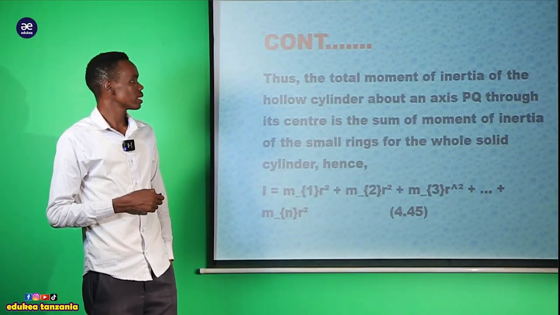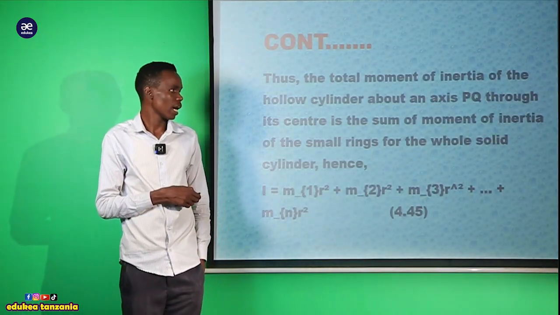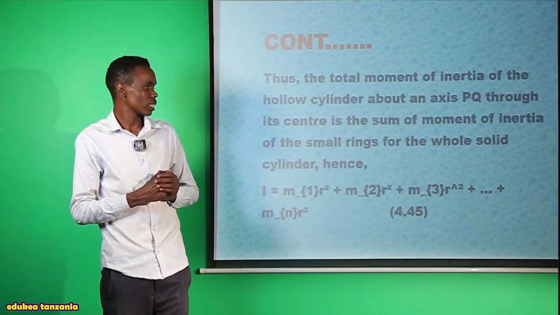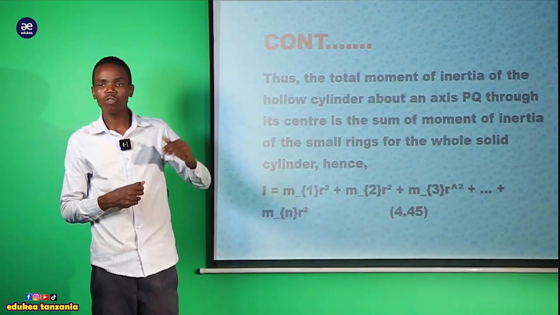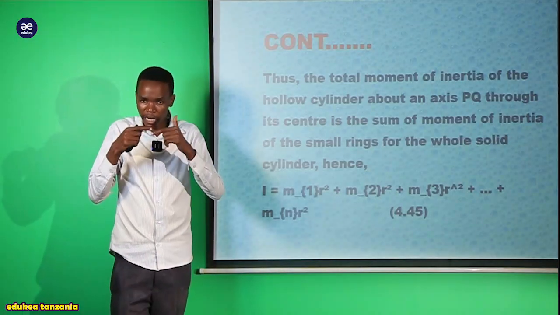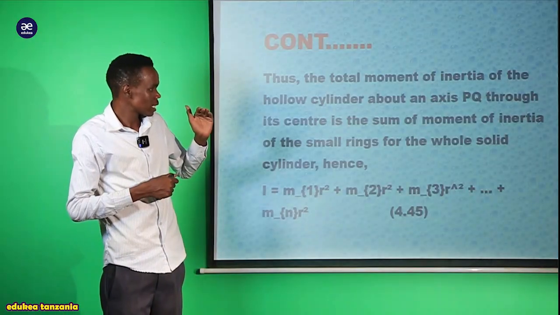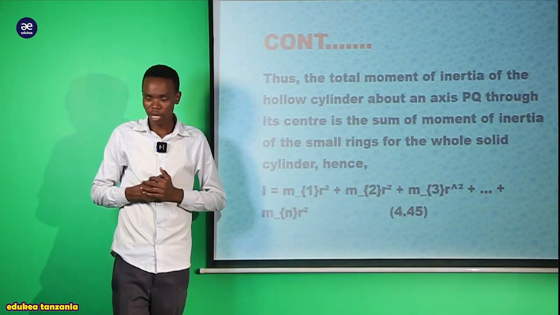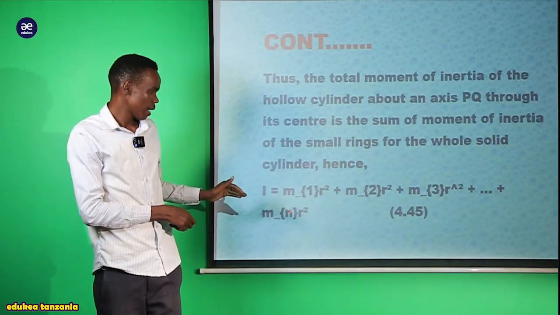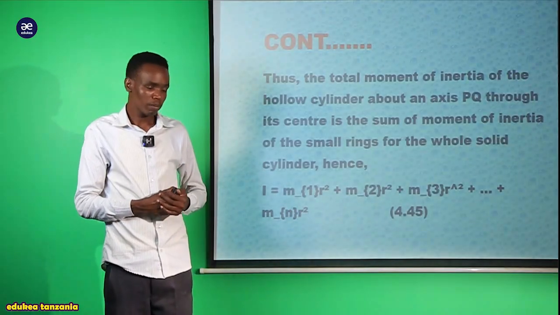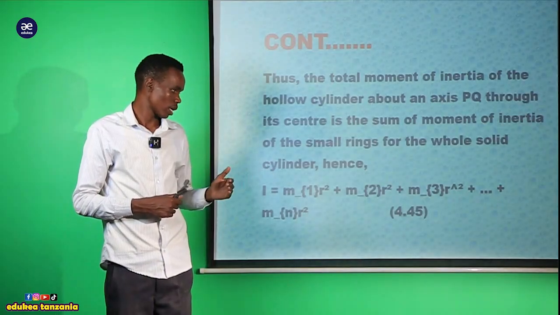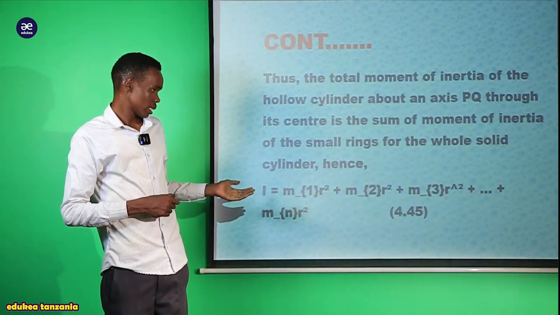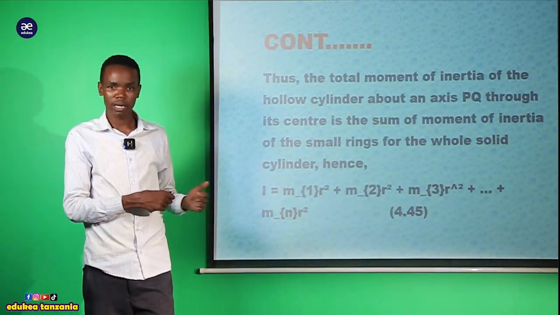Now we could say that the total moment of inertia of the hollow cylinder about an axis PQ through its center is the sum of the moments of inertia of the small rings for the whole solid cylinder. So the moment of inertia of the hollow cylinder about the axis of rotation will be equal to the sum of the moments of inertia of the small rings. This is how we demonstrate it, and we could say that I must be equal to m1 r square plus m2 r square plus m3 r square, and so on up to the nth term, mn r square.